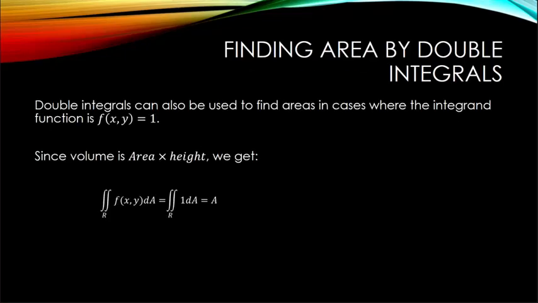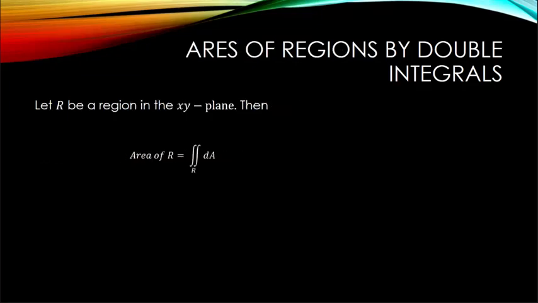Double integrals can also be used to find areas in cases where my integrand, the function f of x y, is equal to 1. Since volume is area times height, I get a double integral over region R of f of x dA is equal to the double integral over R of 1 dA, which is equal to A. In other words, as long as my function is equal to 1, this integration process will give me an area. So let's let R be a region in the xy plane. Then the area of R will be given by the double integral over the region R of dA.